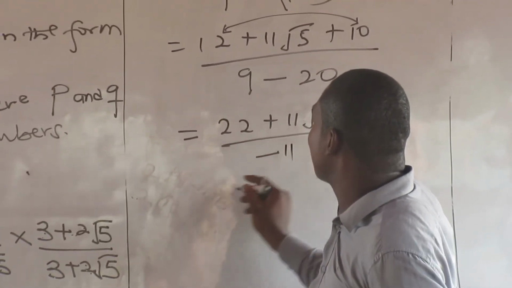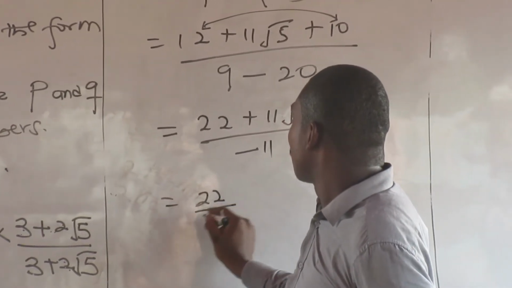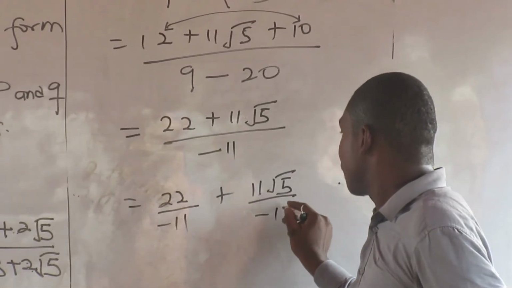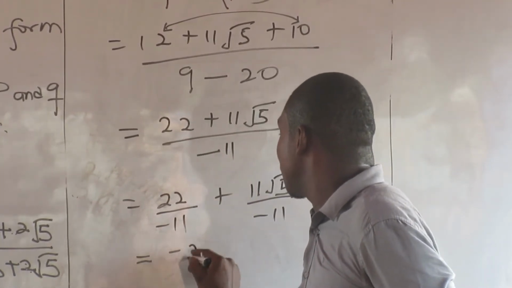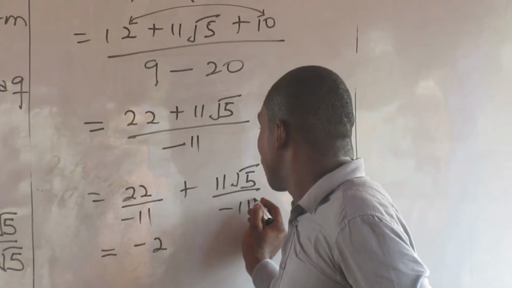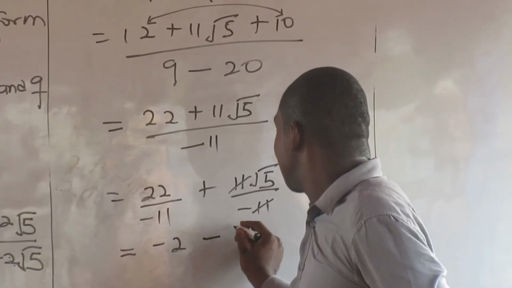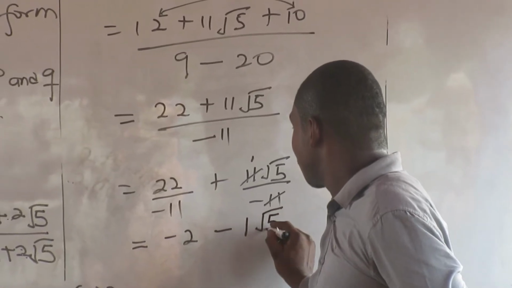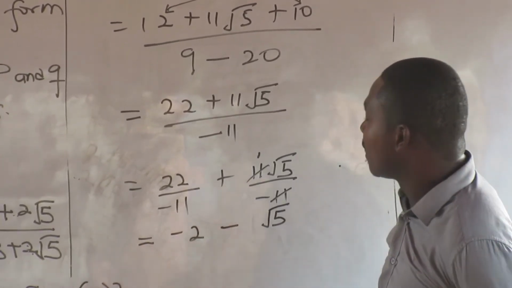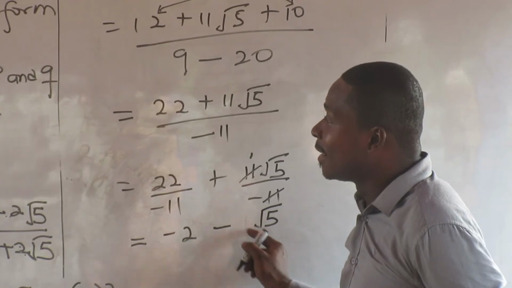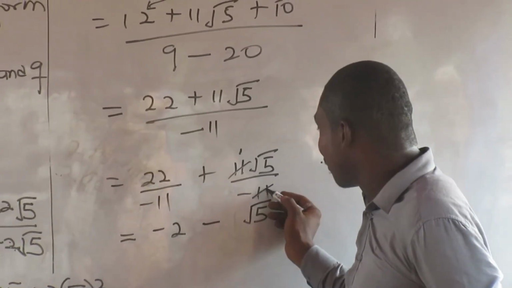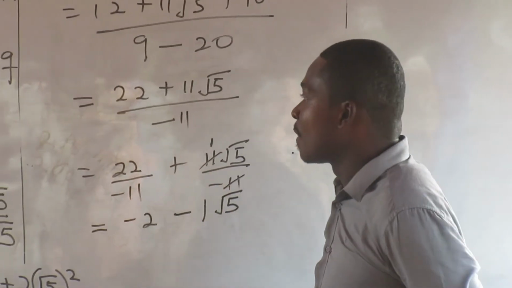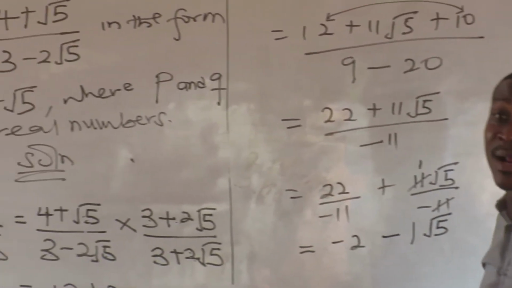All over minus 11. Now what do you see here? What you see is this. Now this will give you minus 2. This will be minus 1, you see, root 5. Good. Now, what if you don't bring the 1 here? You can't tell whether the Q has appeared. You see, 11 going to 11, you have 1 for free. That's 1. Good. Now, they say P and Q are real numbers.